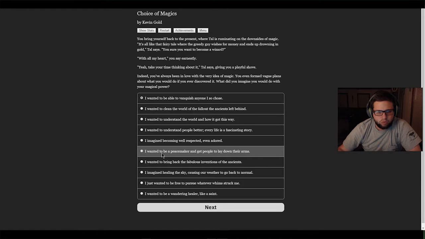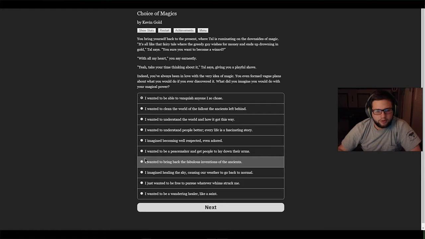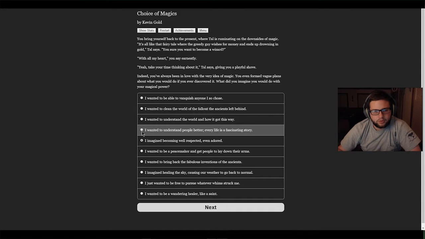What do I want to do? God, there's so many options. It's hard to choose. This book's very good so far. I didn't mention the author, but it's Kevin Gold, apparently. Kevin Gold has done a good job so far. I'm enjoying myself. I really don't know, man. I think peacemaker might be a good one. Well-respected sounds kind of fun, too, but that seems odd in this world where magic people get killed. I don't know, but I think vanquishing anyone I choose would be really cool, too.